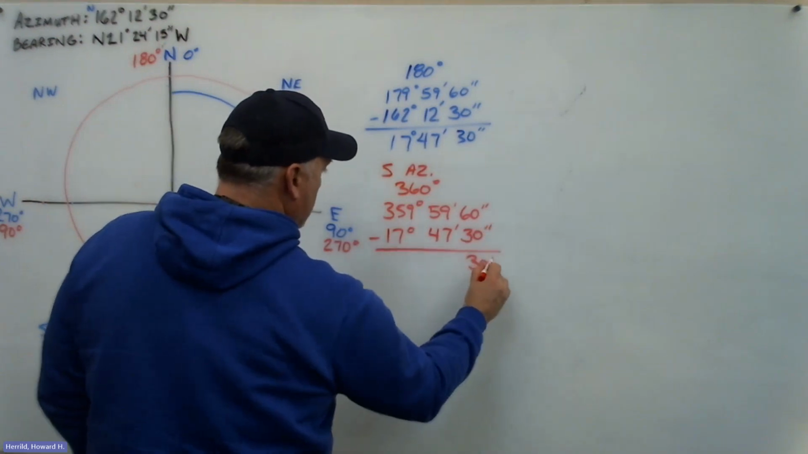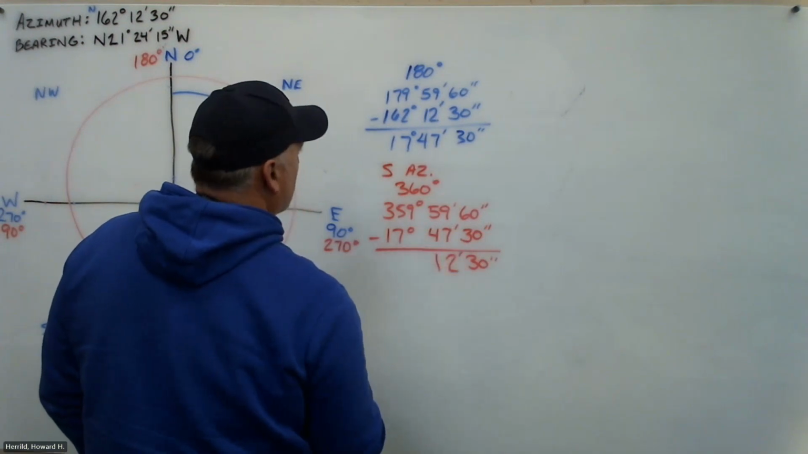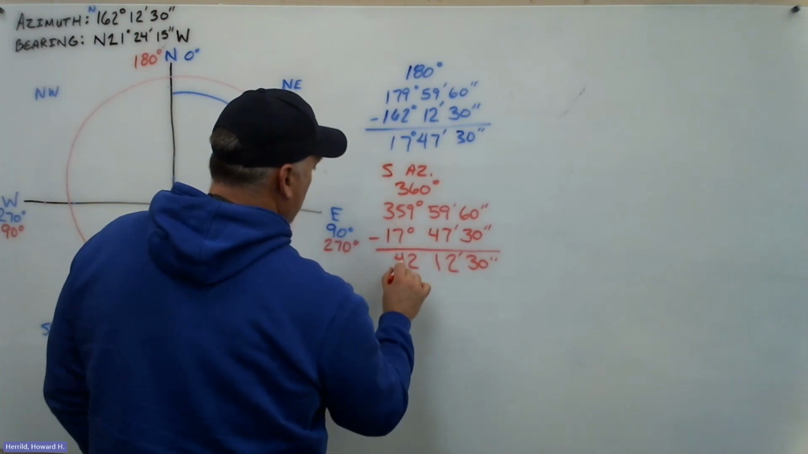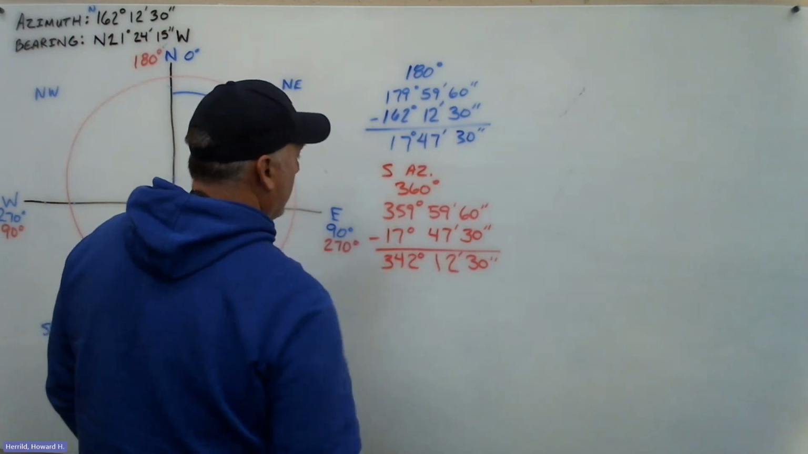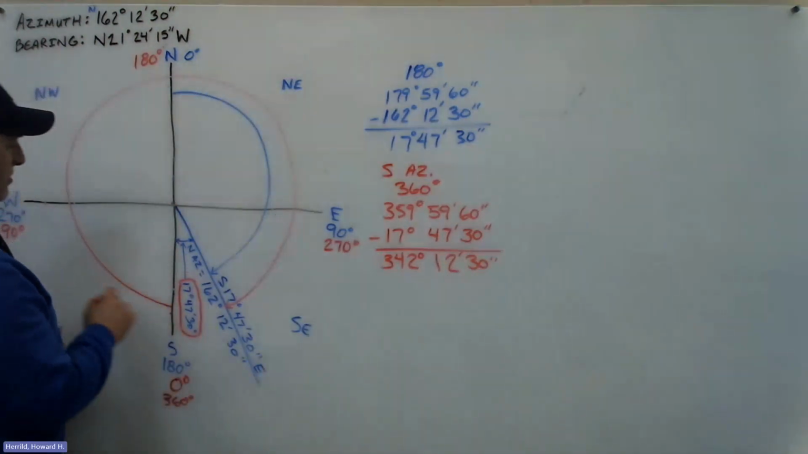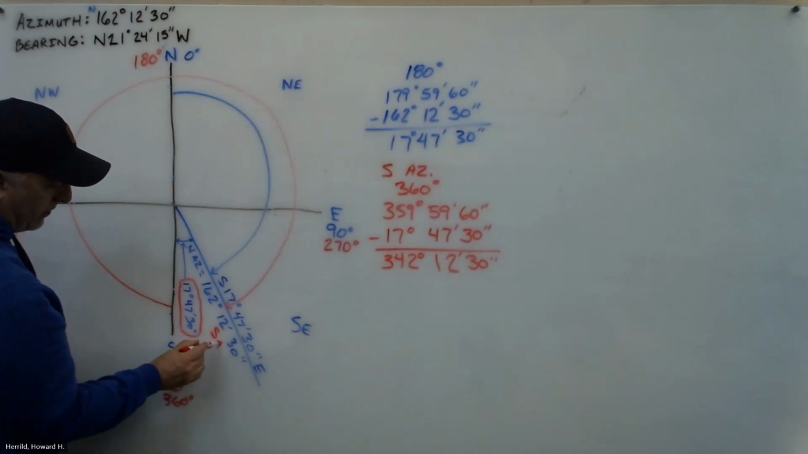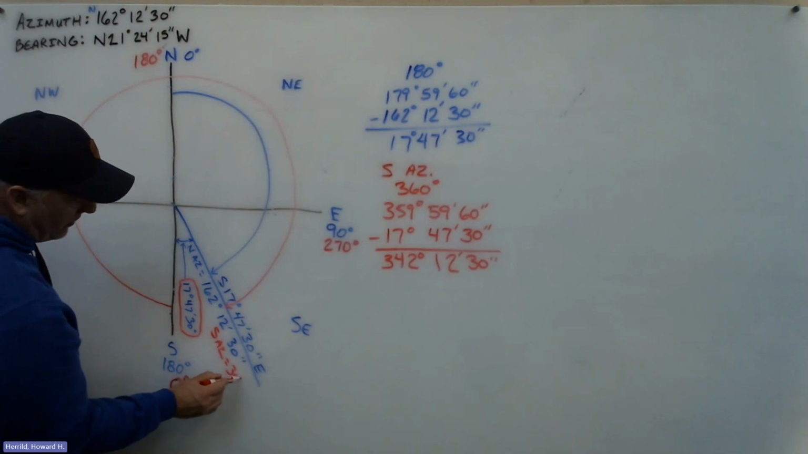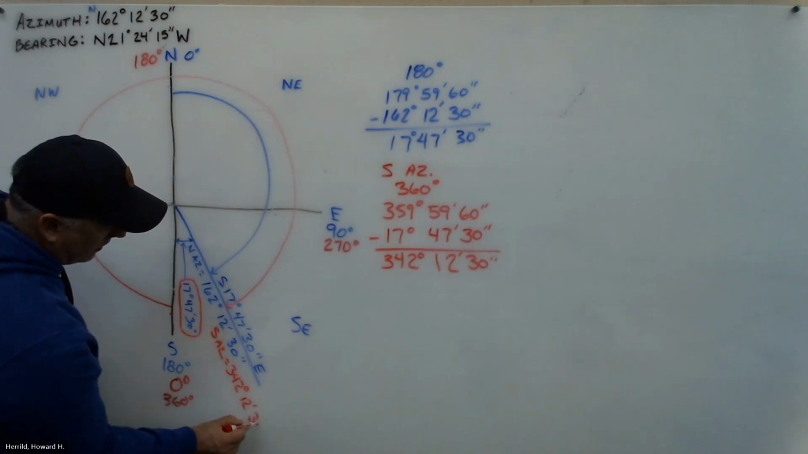So I have 30 seconds, 12 minutes, and 342 degrees. 342 degrees, 12 minutes, 30 seconds. That is the south azimuth of this line, 342, 12, 30.